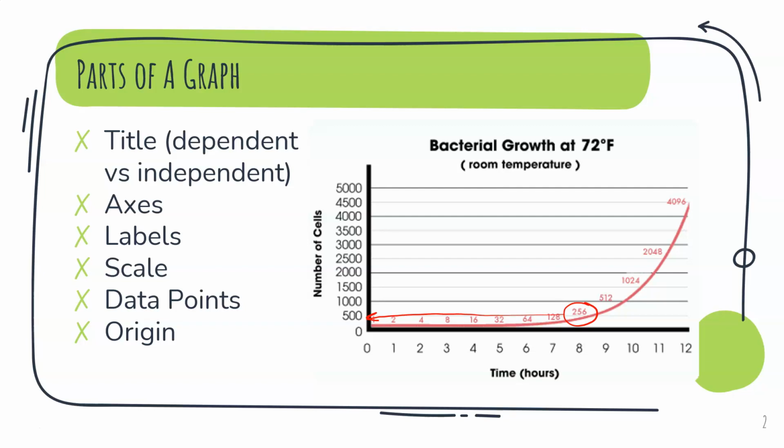The other thing that you'll see on this graph is the origin. So 0, 0. 0 on the y-axis, 0 on the x-axis. So those are the different parts of a graph.